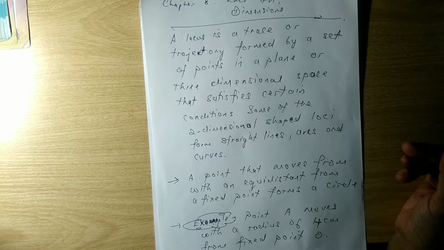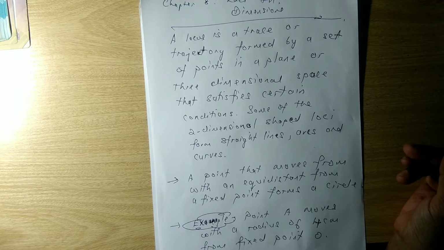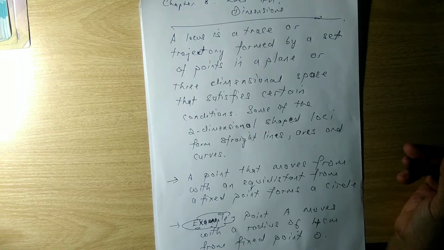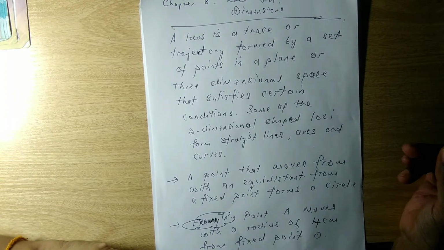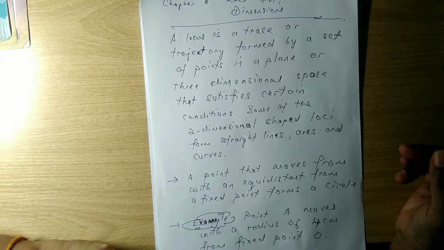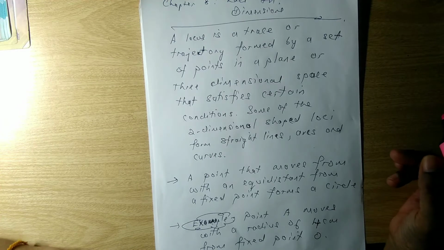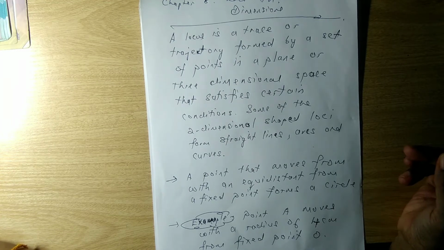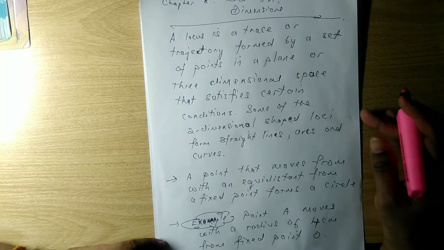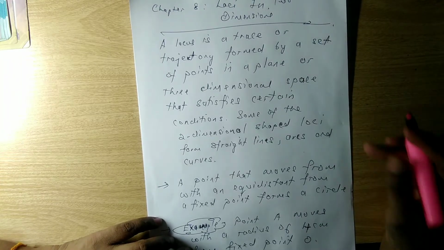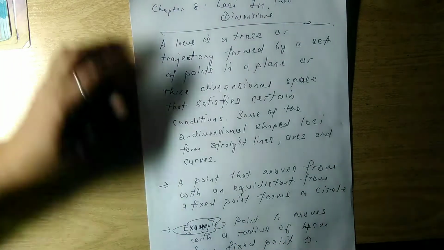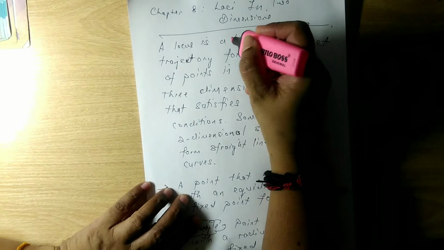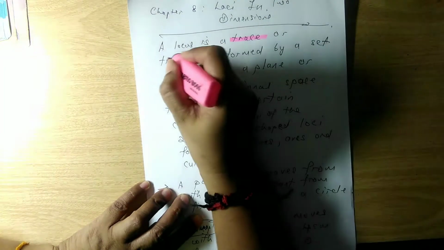Okay, the chapter is about loci in two dimensions. I'm sure you have seen loci before, the concept of it. So what is actually loci? Loci is the plural form of locus. Now, locus is the path taken by any moving object. A locus here is defined as a trace or a trajectory.